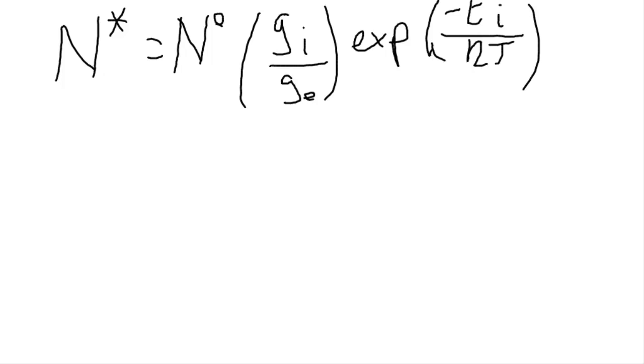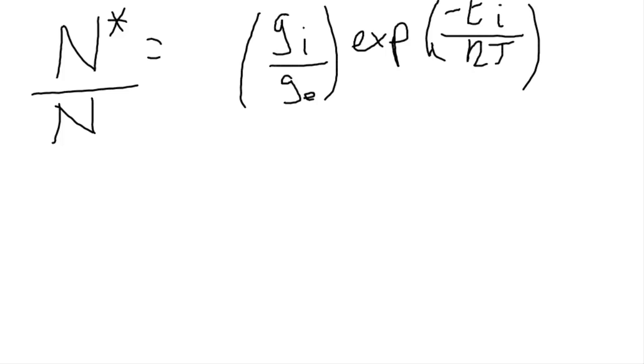We are actually looking for the fraction of atoms in the excited state, so what we'll do is divide through by N, and then we get the fraction of atoms in the excited state compared to the lower energy state.